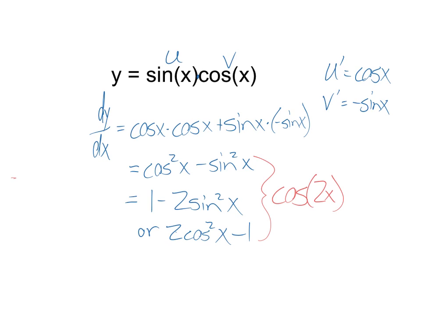So actually the derivative of sine times cosine is cosine of 2x, if we simplified it all the way. But you don't have to. It's okay for now if you stop at cosine squared minus sine squared. Later when we go to solve equations, you would have to get to any one of these three that only have one trig function left.